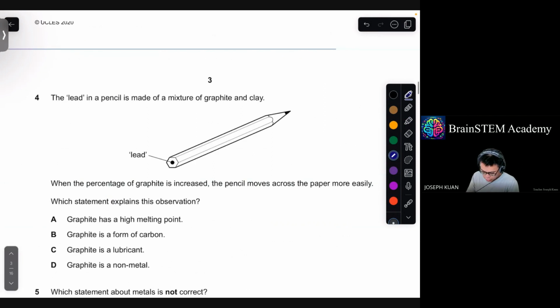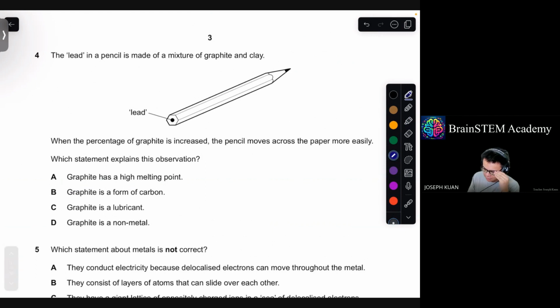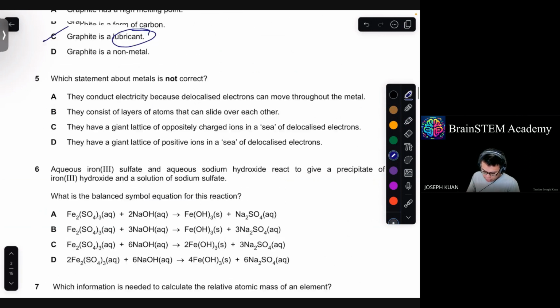Moving on to question number 4. The lead in a pencil is made of a mixture of graphite and clay. When the percentage of graphite is increased, the pencil moves across the paper more easily. Which statement explains this observation? Now, you see that the pencil moves across the paper more easily, which means that graphite is acting as a lubricant. All right, so making writing easier. In fact, that's the property of graphite. That's why we use them in pencils. So the answer is C. Moving on to the next question.